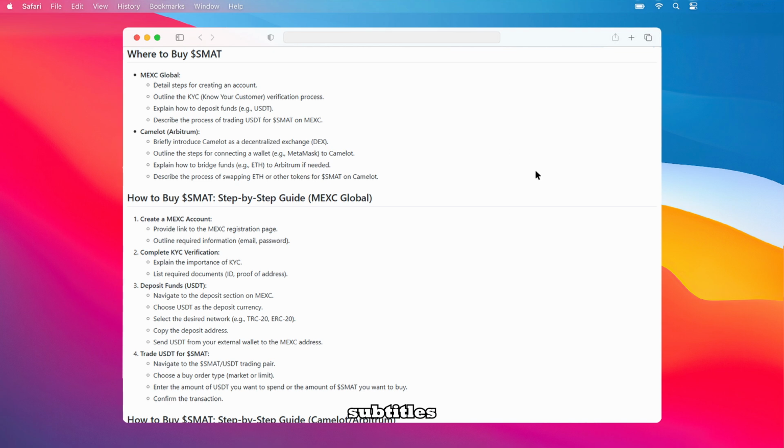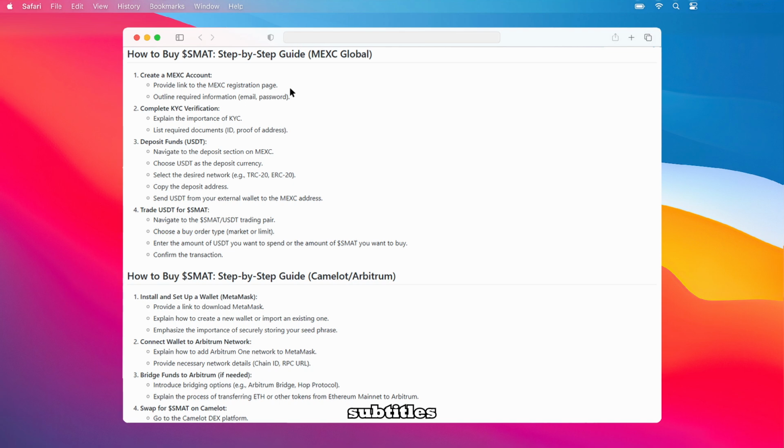After verification, you can deposit funds, specifically USDT, by navigating to the deposit section on MEXC, choosing USDT, selecting your preferred network like TRC20 or ERC20, copying the deposit address, and sending USDT from your external wallet. Finally, trade USDT for $SMAT by navigating to the $SMAT/USDT trading pair, choosing a buy order type, entering the amount you want to spend, and confirming the transaction.